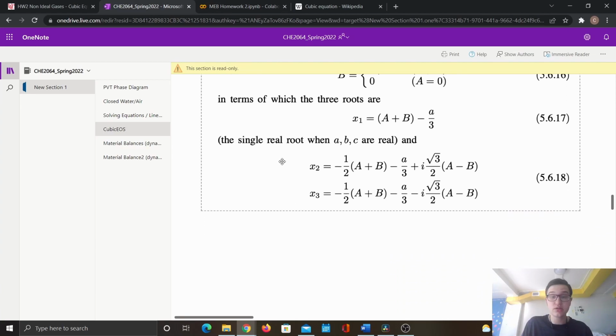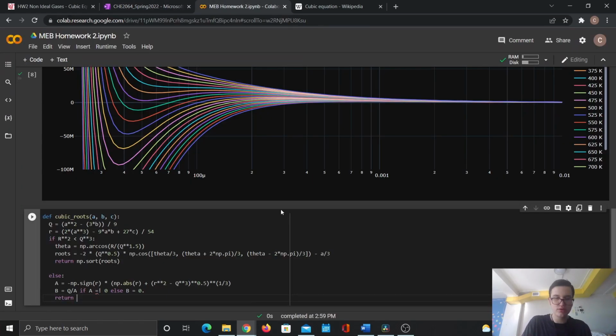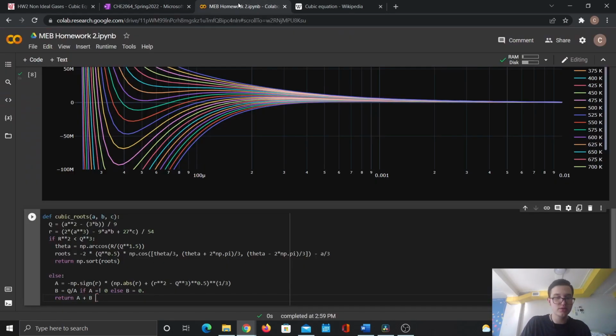And then, from there, input here, x1. So return a plus b, a plus b plus, or minus small a divided by 3. And I do believe this is giving me an error, so I'm going to do the other way around. If a equals 0, then b equals 0. Otherwise, b is equal to q divided by a.